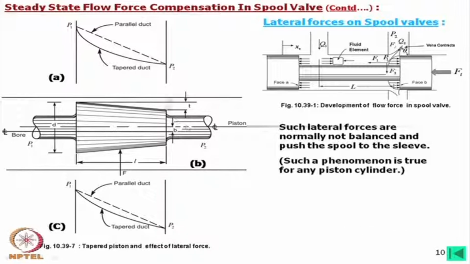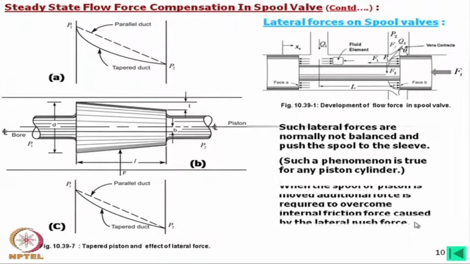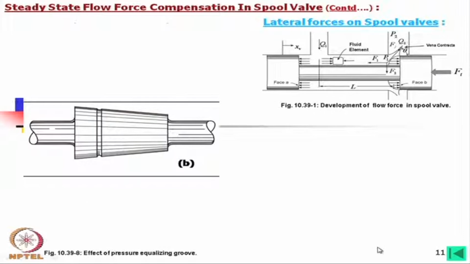This is not only for the spool, it happens in any piston cylinder. When the spool or piston is moved, additional force is required to overcome internal friction force caused by the lateral push. That is obvious. Now, how to compensate for this? What can we do? We can provide a groove here. Now, providing this groove, what happens? Let us see.